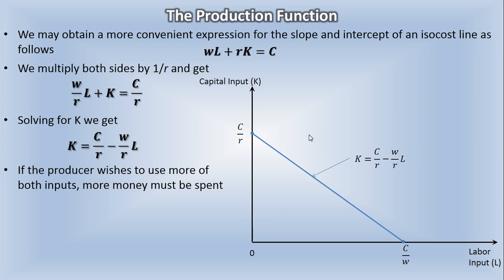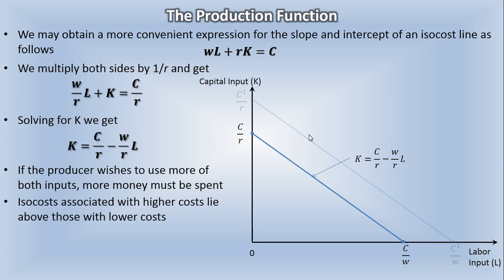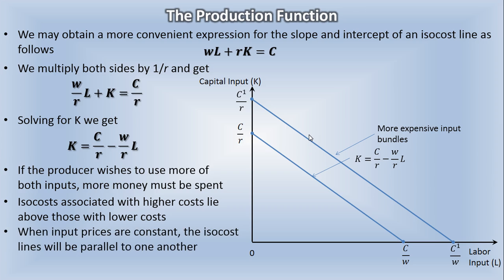If the producer wishes to use more of both inputs, then more money must be spent. Isocosts associated with higher costs lie above those with lower costs. So once again, if the firm wants to incur greater costs, then they would be operating on a higher isocost line, further away from the origin. When input prices are constant, the isocost lines will be parallel to one another. So we assume that they're just looking to spend more, and the prices of the inputs aren't changing in open markets, like the price of labor, the wage, and the price of capital, the rental rate, then you're just going to get parallel isocost lines.